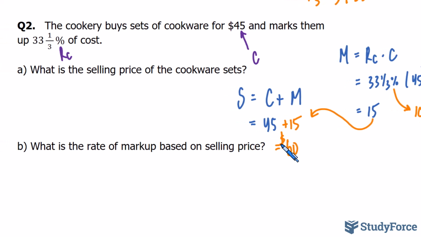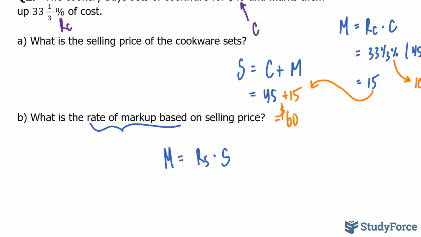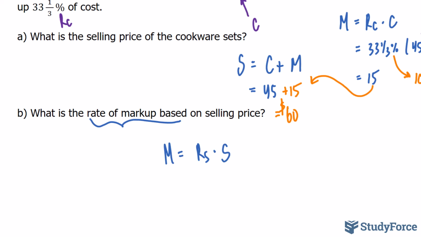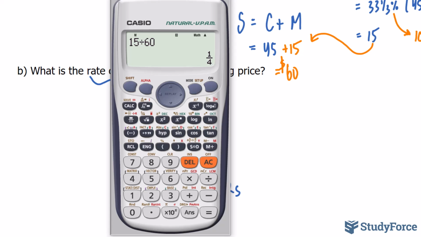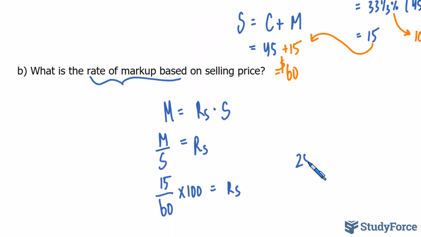In question B, what is the rate of markup based on selling price? Okay, so markup is equal to R sub S, that's what we're looking for, the rate of markup based on selling price, times S. So markup here is a portion of the selling price. If we're looking for R sub S, we'll divide both sides by S, so we have M divided by S is equal to R sub S. We have our markup already, it's 15. Our selling price is 60, we found that in question A. And then don't forget to multiply this by 100 and you end up getting R sub S. So 15 divided by 60 times 100 is 25%.